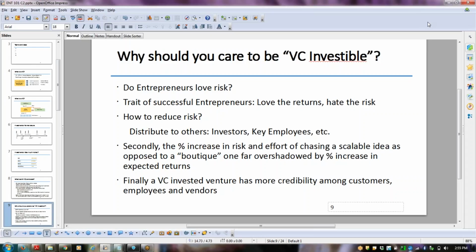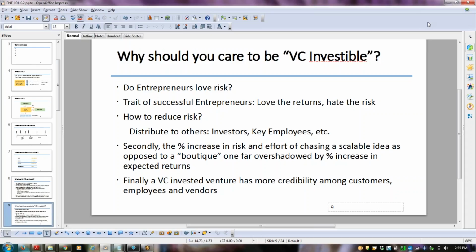So it is actually a big factor of credibility. Okay, so these are three important reasons why you should go for a VC-invested business, or why you should pitch your business idea to a VC. Why you should sell a part of your company to a VC. These are three important points.